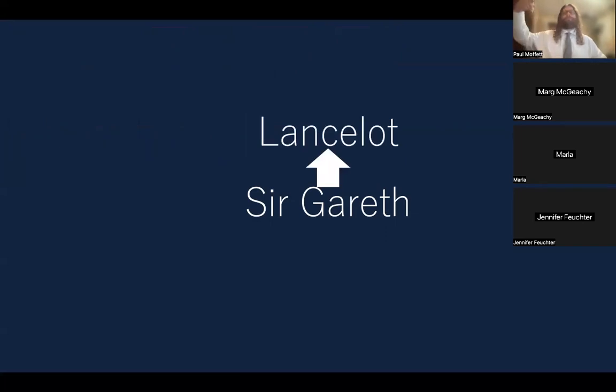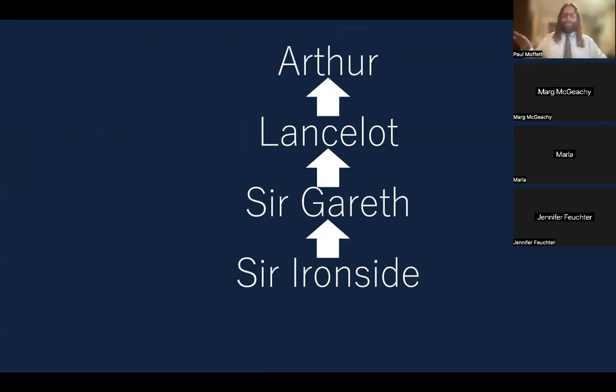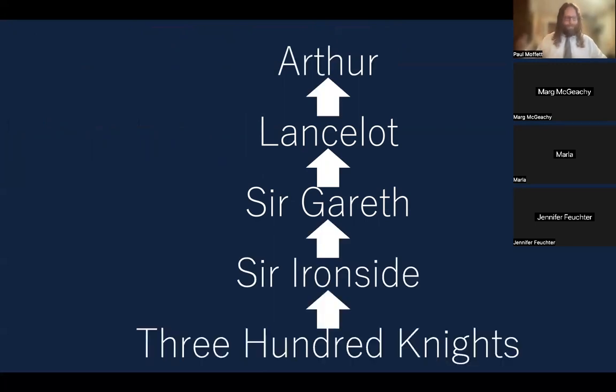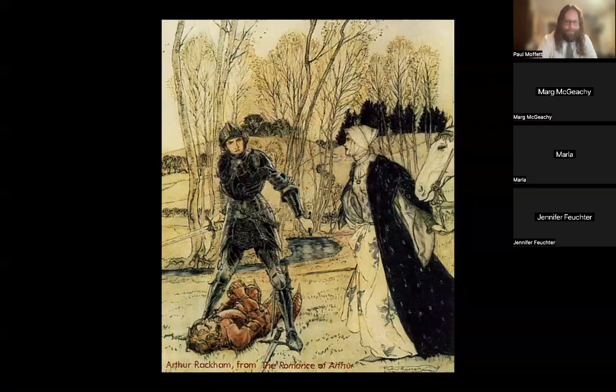And the way that feudalism works, right, is that there's Sir Gareth. He pledges fealty to Lancelot, who has fealty to Arthur, and Gareth beneath him has Sir Ironside, for example, who has 300 knights. So all those 300 knights are actually being added to Arthur's faction, because Gareth is under Lancelot, who is under Arthur. That's the mechanism of feudalism, right? So Gareth's successes lead to Arthur's successes, but no longer through Gawain, it's through Lancelot instead.